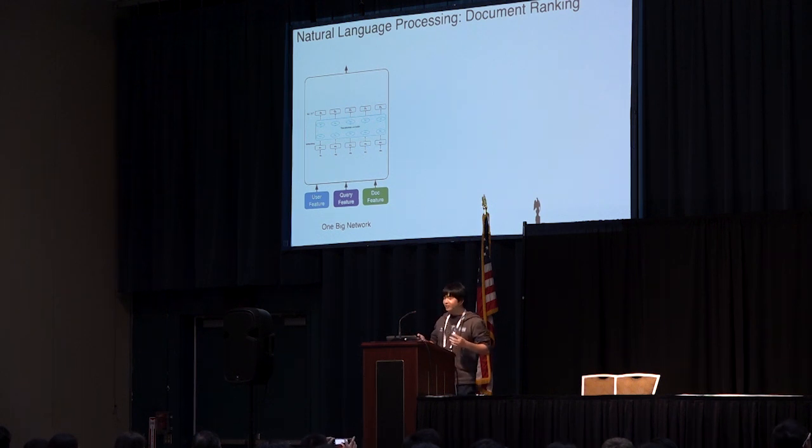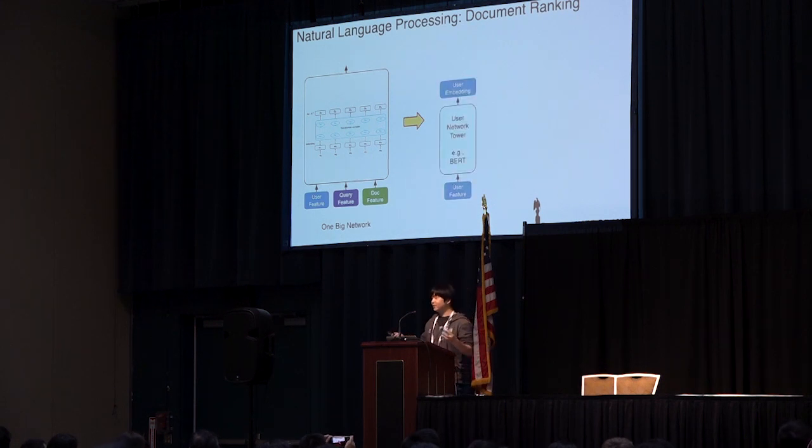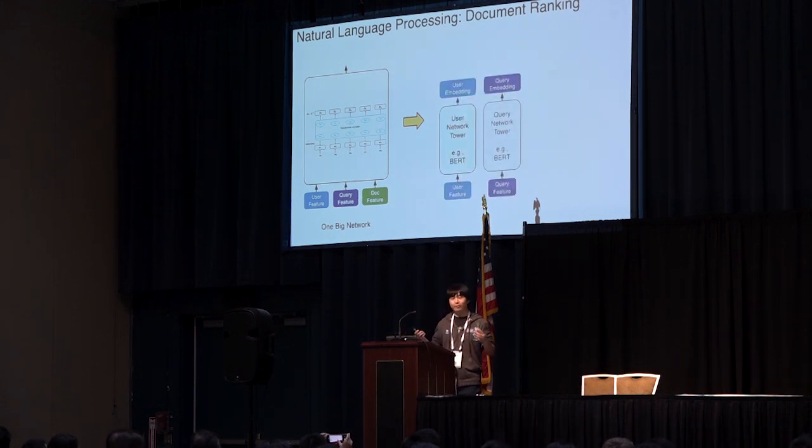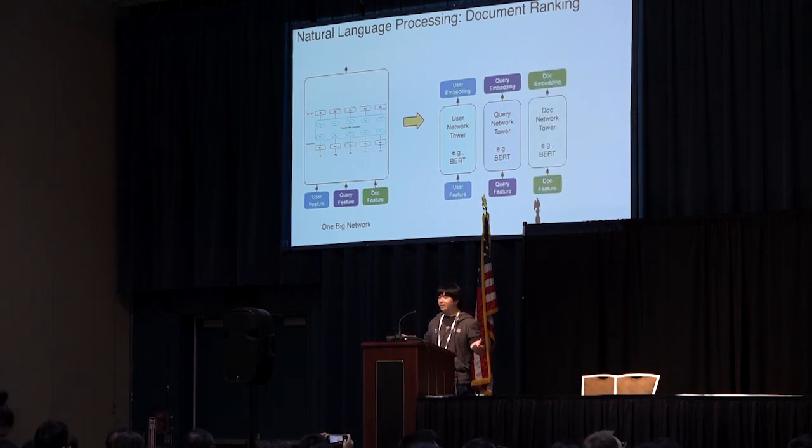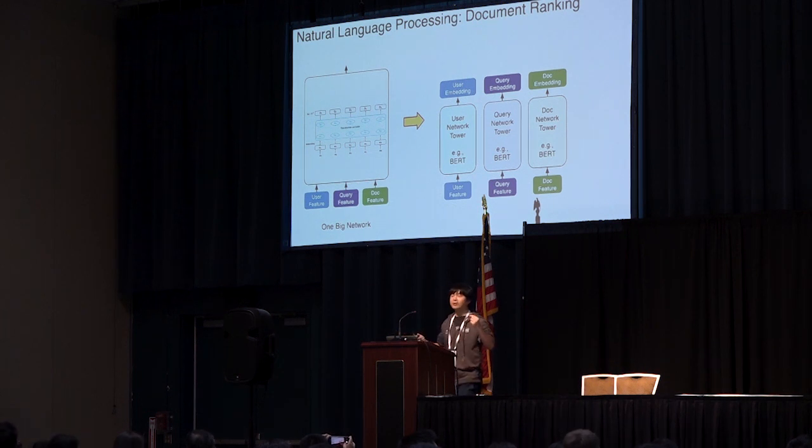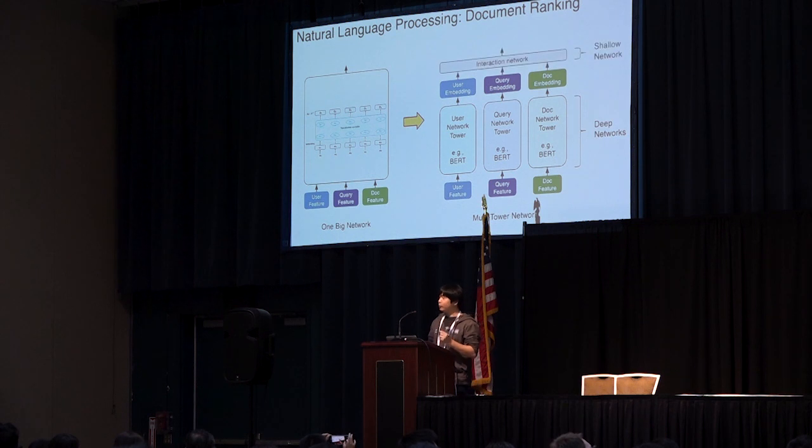Right? Another way is we can build different towers. Say we can have a user network tower. We can also have a query network tower. We can also have the doc network tower. Each tower generates higher-level deep features for each specific input. And then we will have this multi-tower network for deep networks. Eventually, we can generate a lot of interactions at the shallow network on the top level.